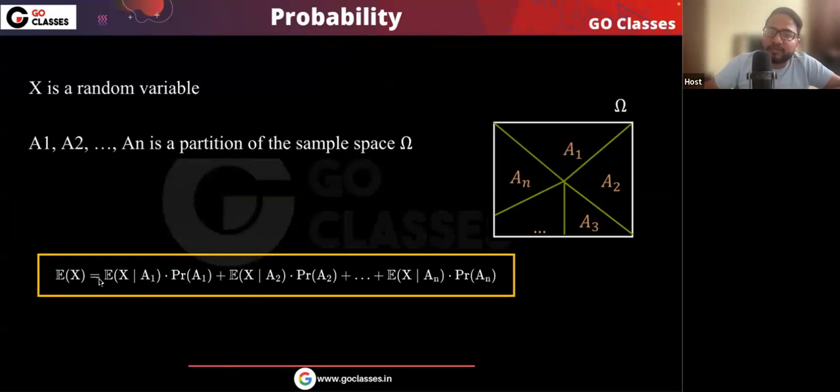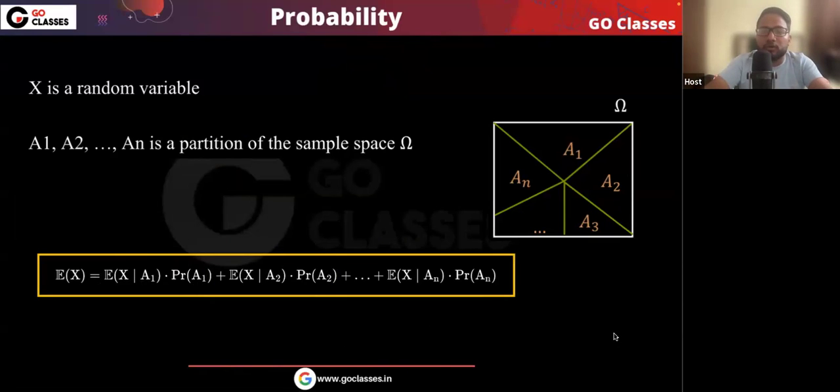Expectation of x is nothing but probability of event a1, and then if event a1 is there, what is the expected value of x? If event a2 is there, then what is the expected value of x? Like that, right? So we call this whole thing the law of total expectation.